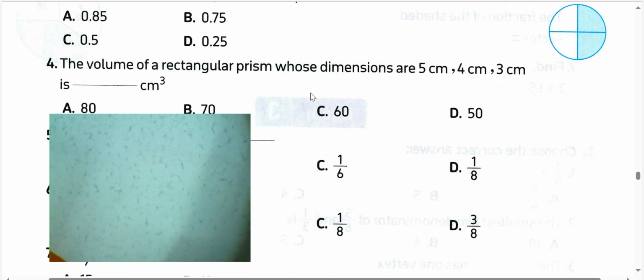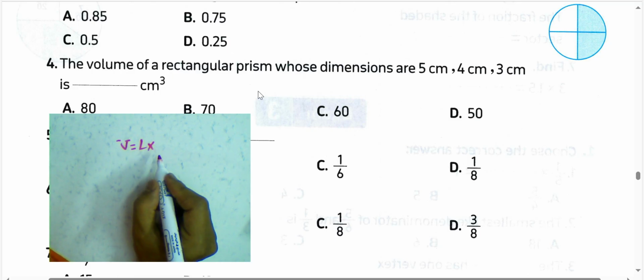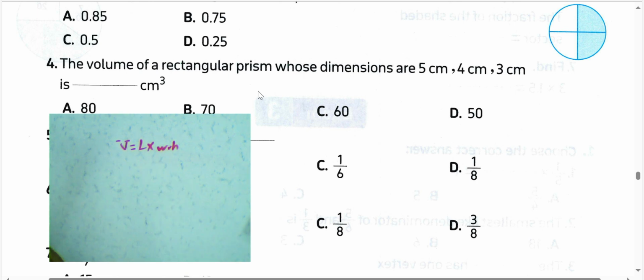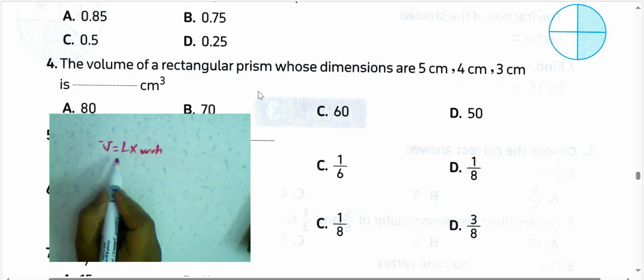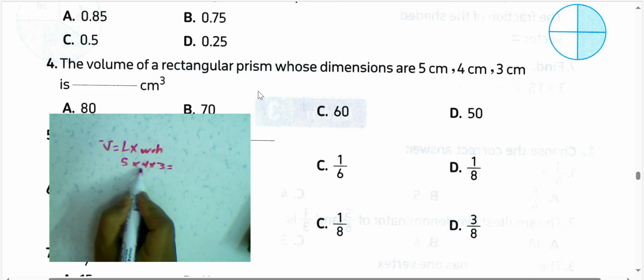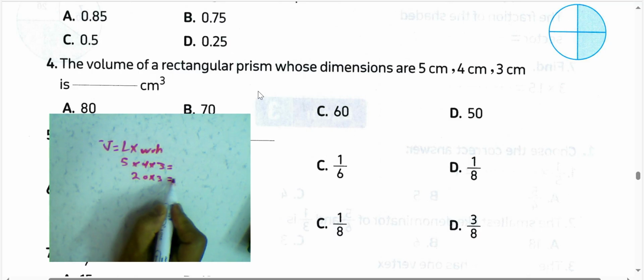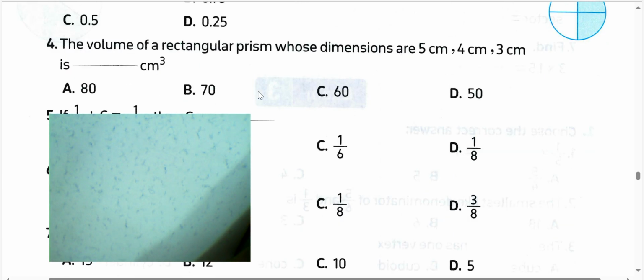Next question. The volume of rectangular prism whose dimensions 5, 4, 3 is. Find the volume. The volume equal product between three dimensions: length times width times height. Length here was 5 and width 4, product by 3. 4 times 5 equal 20, 20 times 3 equal 60. Then the result will be 60 cubic centimeter.